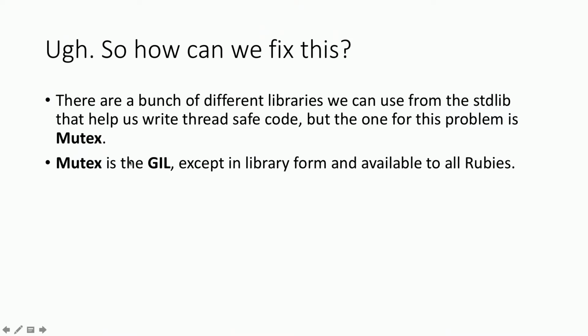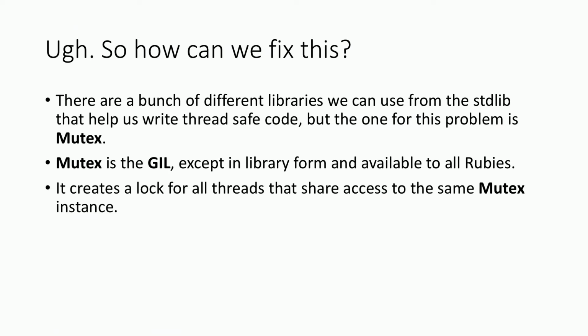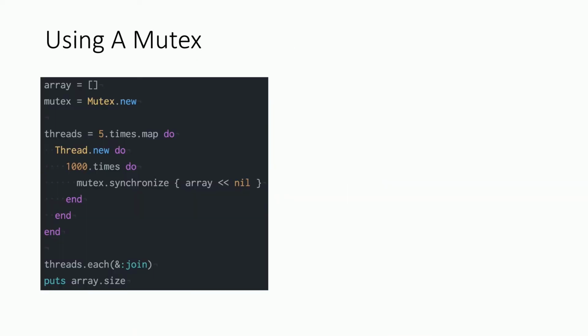The simplest explanation for Mutex is the GIL, except it's a Ruby class that we get to use. It's available to JRuby, MRI, all of them. It creates a lock on all threads, no matter how many, 5, 10, 20, 1, that share access to the same Mutex instance. So here's an example. This is just our array method we just did for JRuby and Ruby. We've got a Mutex now. And we've got an array.